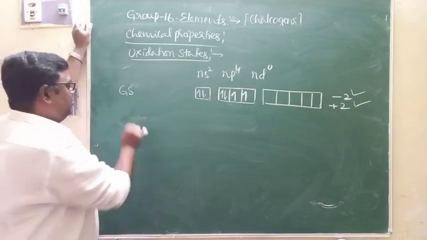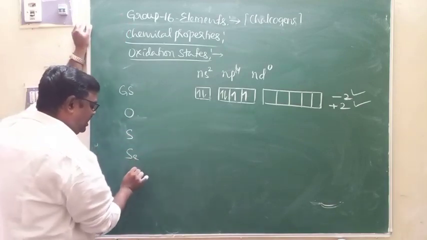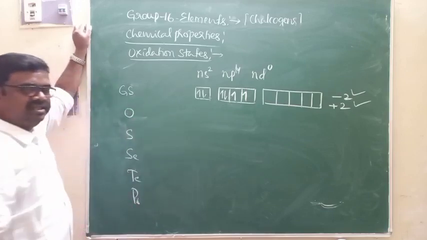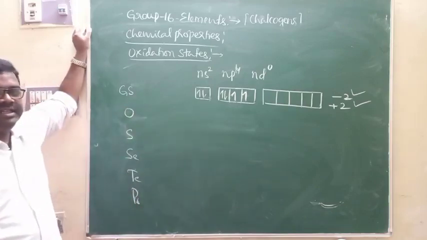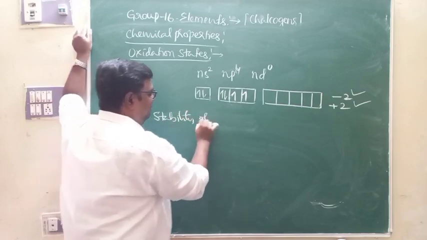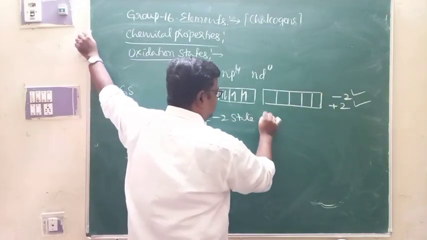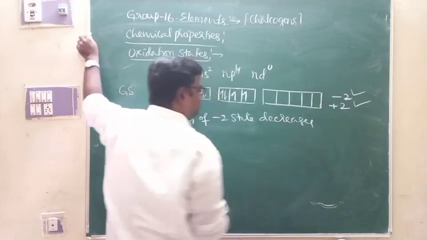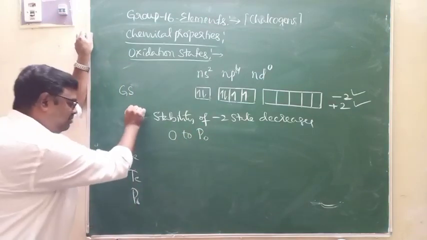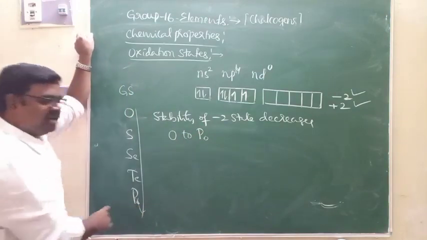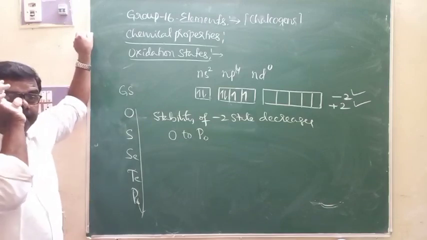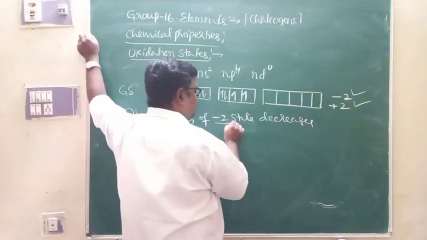But from oxygen to polonium, what happens? If I move from oxygen to polonium, electronegativity decreases, and the tendency of attracting electrons decreases. So the stability of the -2 state decreases from oxygen to polonium. The tendency of attracting 2 electrons decreases, and therefore the stability of the -2 state decreases.